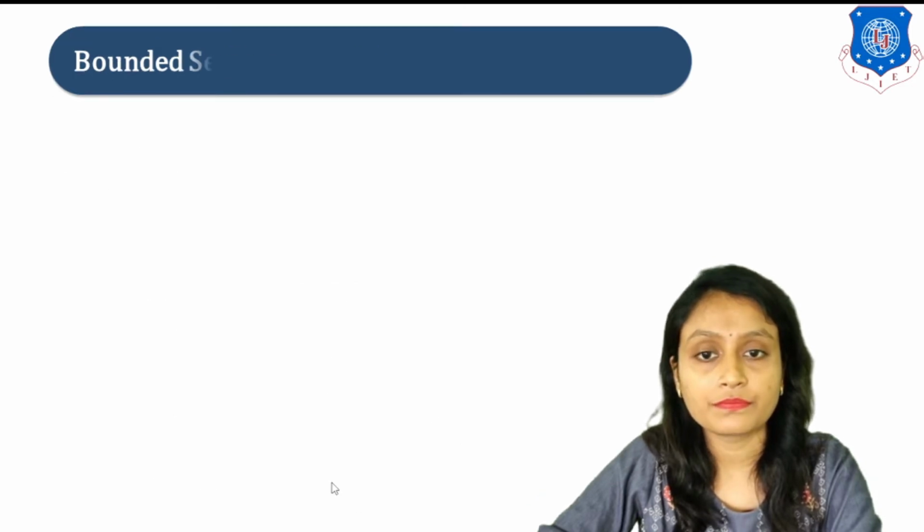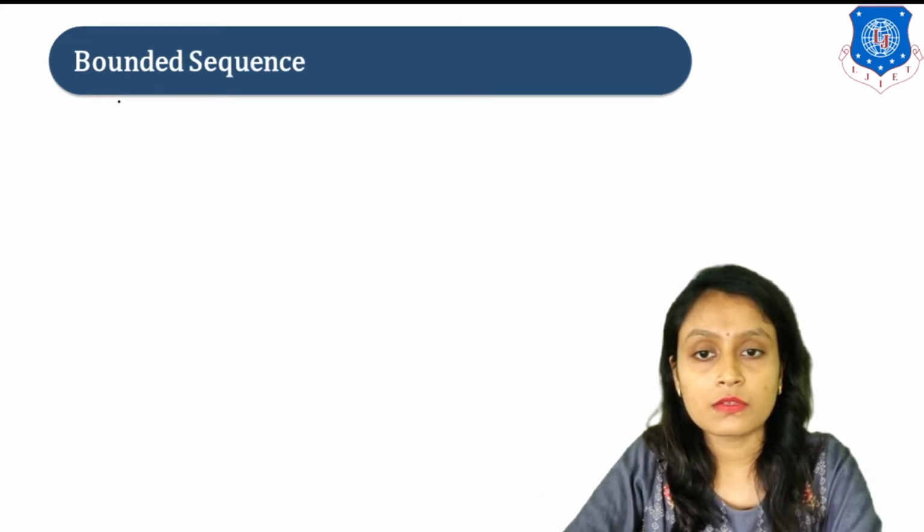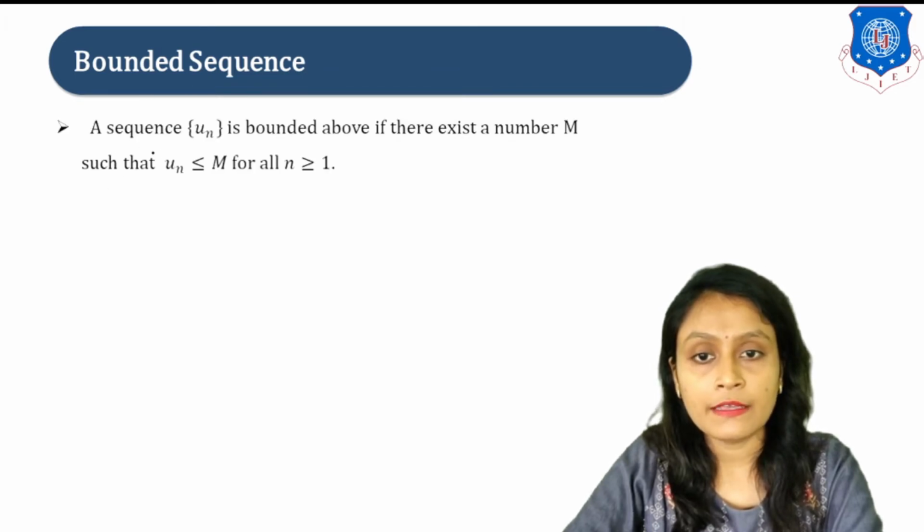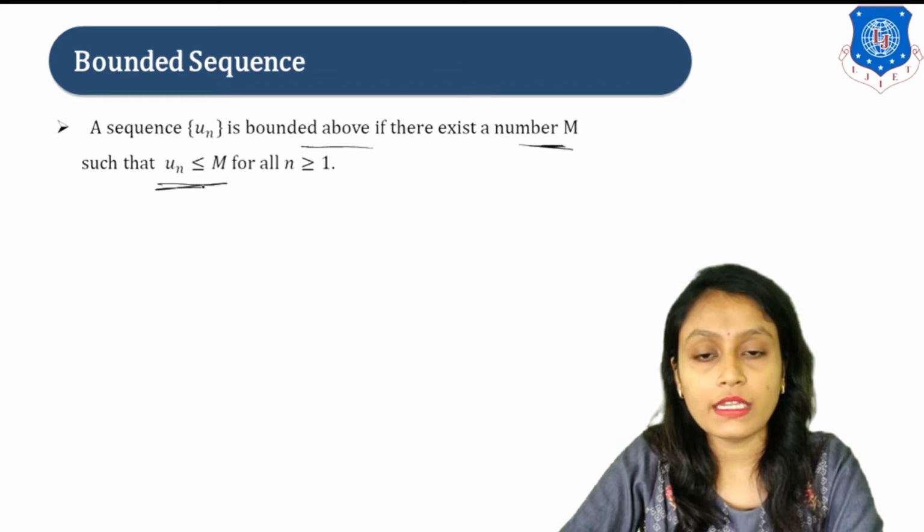Okay, now let's discuss one more topic, that is bounded sequence. So firstly, a sequence u_n is bounded above if there exists a number M such that u_n is less than or equal to M for all n greater than or equal to 1. Right? Means all the terms of u_n are less than this term M. Then we can say that the sequence u_n is bounded above.